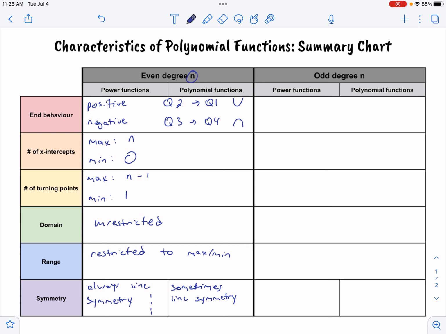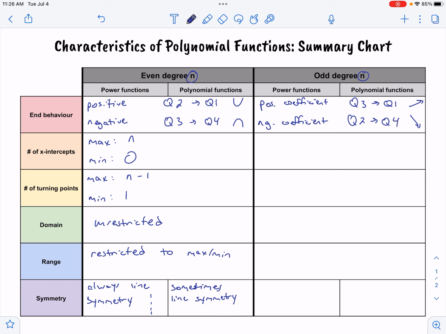Let's look at our odd degree polynomials now. Once again, I'm using n as a reference point for the degree that I'm working with. If it is a positive function, so there's a positive coefficient, then your function is going to be moving from Q3 to Q1, so something like that. And if it's got a negative coefficient, you're going to be going down, which means you're headed from Q2 to Q4.